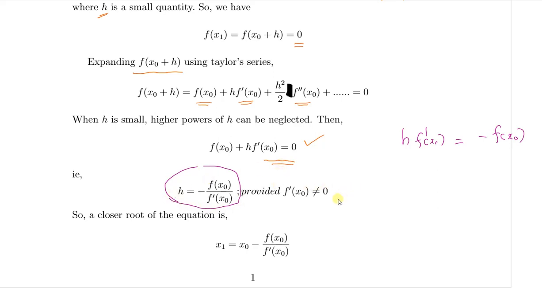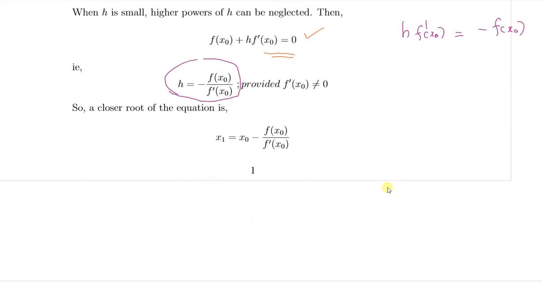So h is equal to minus f of x0 divided by f dash of x0, but there is a condition: f dash of x0 should not be equal to 0. f dash simply means the first derivative of the function. f dash of x0 means the value of the first derivative of the function at x0. Now we got h is equal to minus f of x0 divided by f dash of x0. If we know the function, we can find the value of h from this expression.